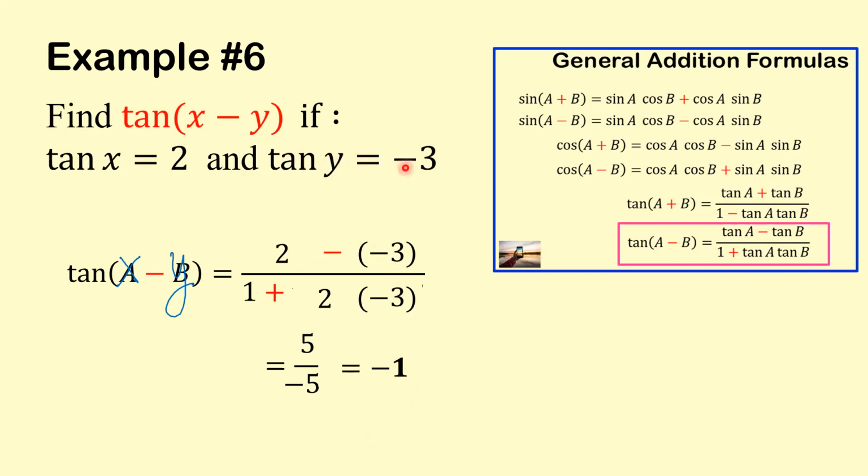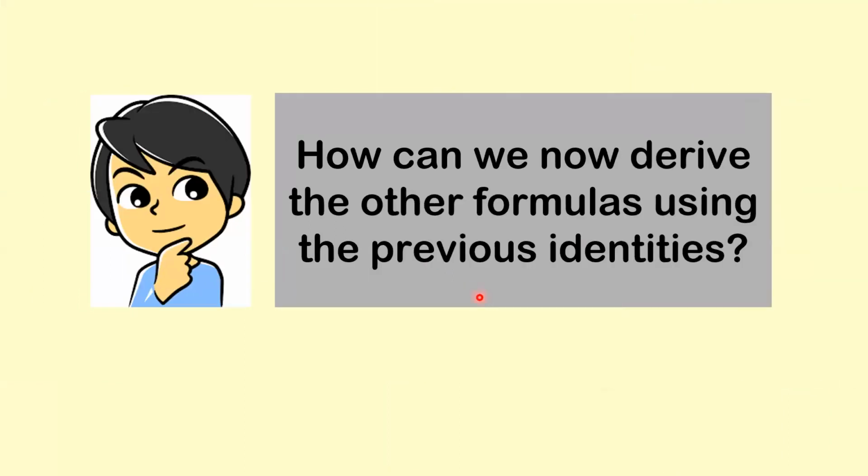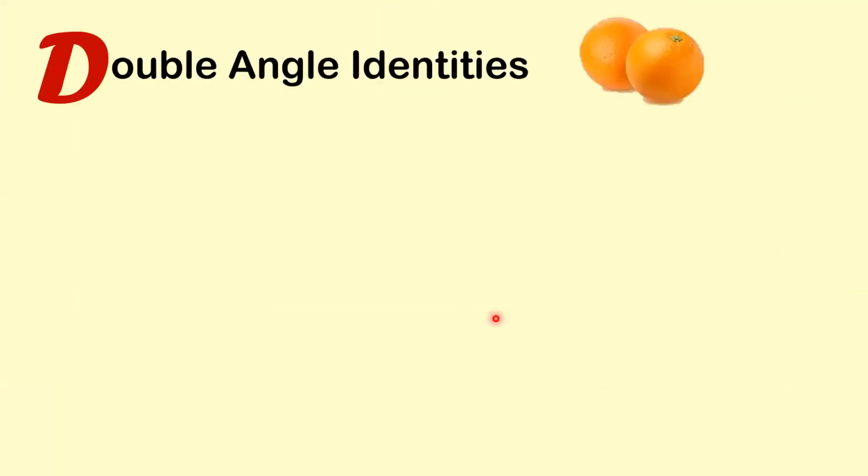Parang ito lang, ano? Parang it's like adding this, no? Okay. Pero that shortcut doesn't always work. Nagkataon lang po na yung tangent of x minus y naging parang sum nitong dalawang to. Okay, so let's have our other identities. No? How can we now derive the other formulas using the previous identities? Paano kaya natin sila magagamit?